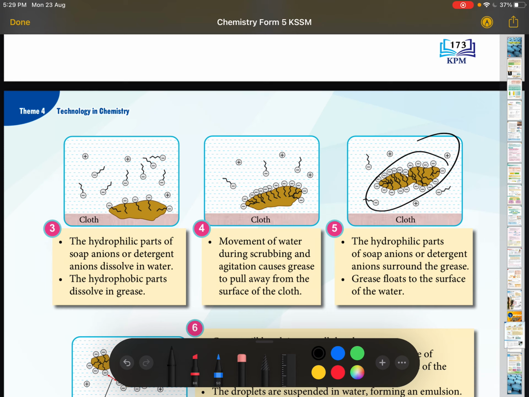After that, when you scrub your clothes, it will cause the grease to get out. But you know how bigger grease stains are harder to clean, right? It's easier to clean those small grease stains, but it's harder to clean the big ones. So what it does here is, remember they are anions, so they have negative charge. So what happens is, they don't really like each other.